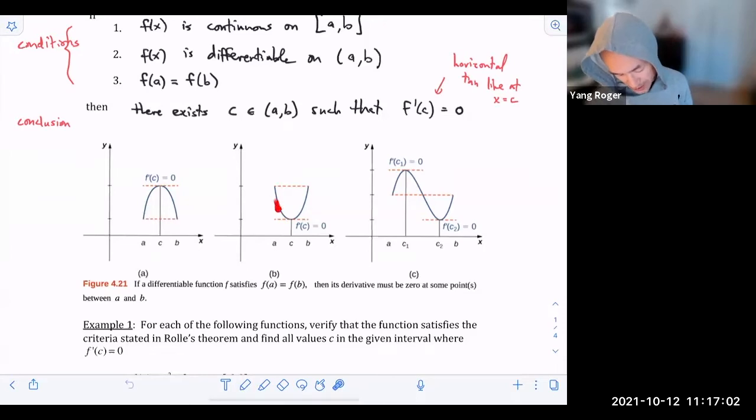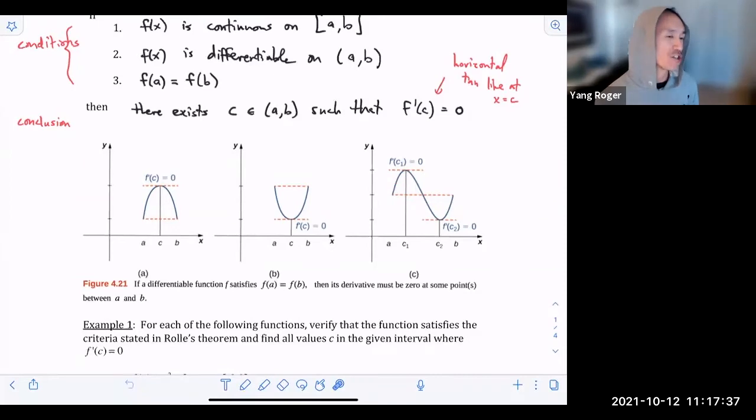This picture as well, it's continuous because I can draw it without lifting my pen off the paper. It's differentiable. There are no corners, kinks, jump discontinuities, or vertical tangent lines. And again, the two y values are the same. This third picture also is continuous. There are no jump discontinuities or any discontinuity at all. There are no corners or cusps, and the y values of the two endpoints are the same.